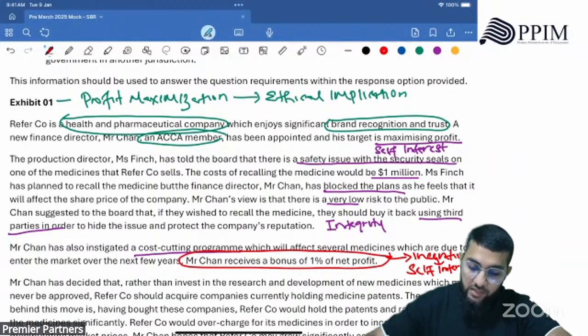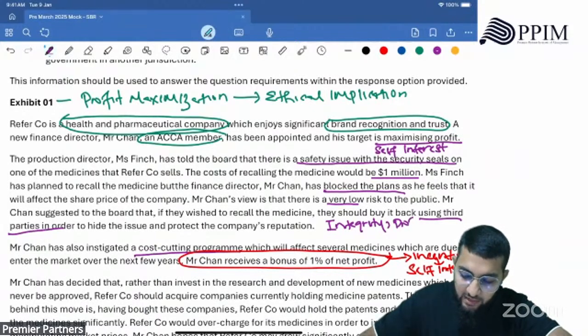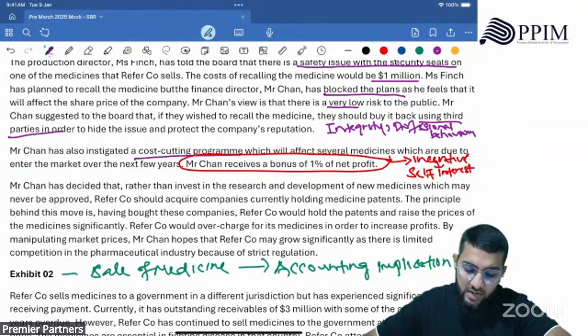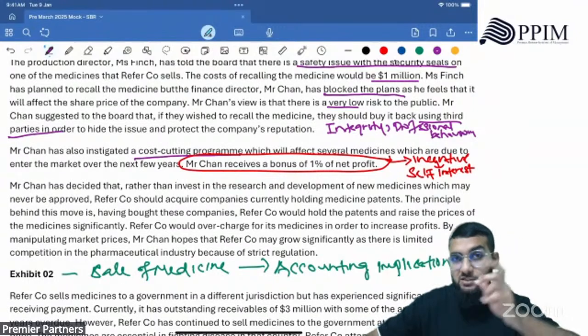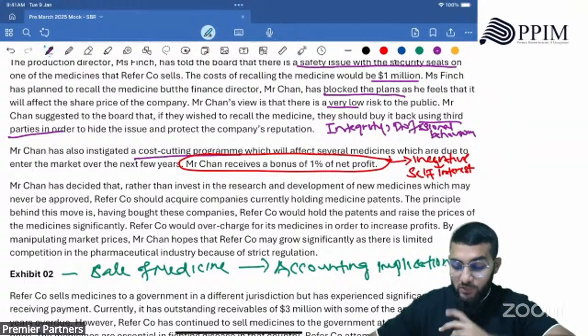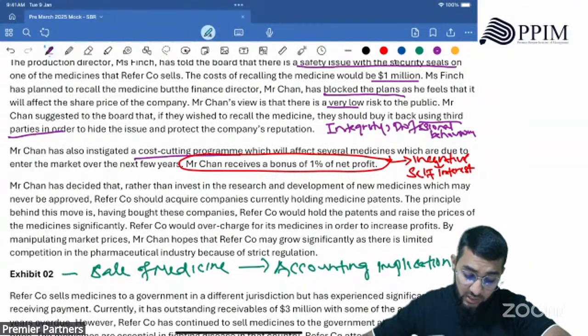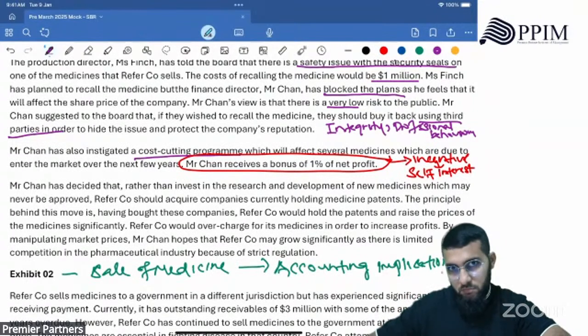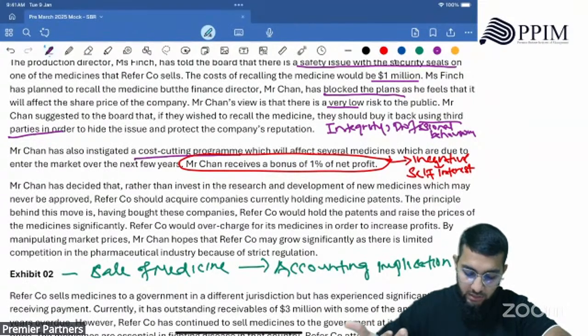So integrity, in this case, even integrity is off, as well as he is not acting professionally either, right? Professional behavior is also jeopardized. Mr. Chan has decided that rather than invest in the research and development of new medicines, again, this will increase cost, research and development. So he's looking at everything that cuts the cost, because he has a target there, which may never be approved, right? How does he know it's not going to be approved? If they don't invest in research and development, they will never be able to develop it properly.